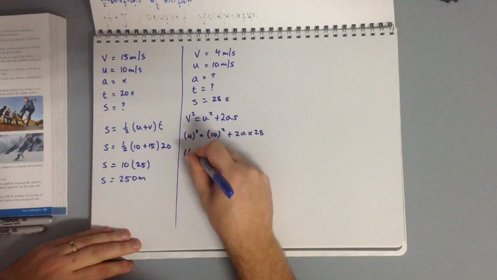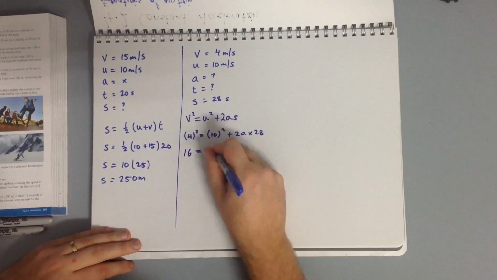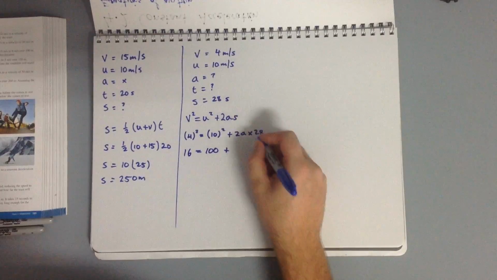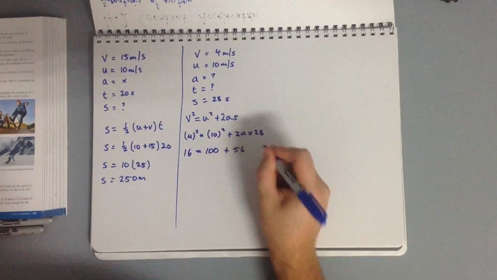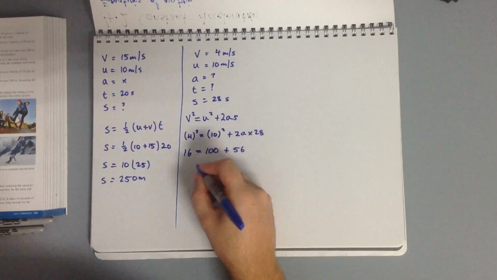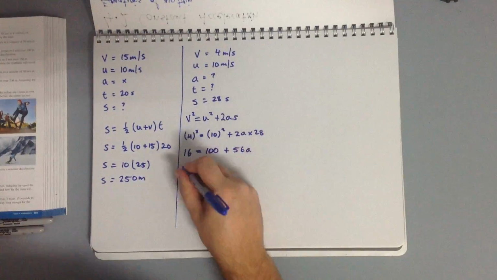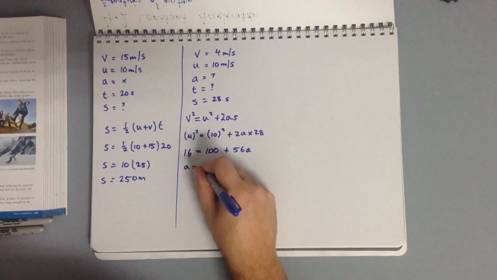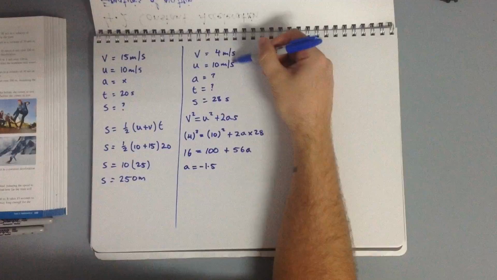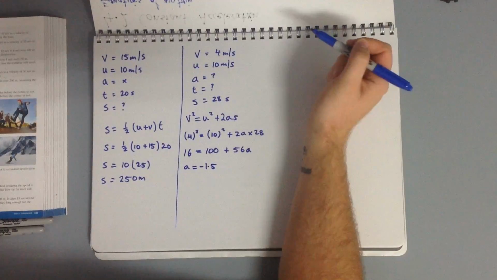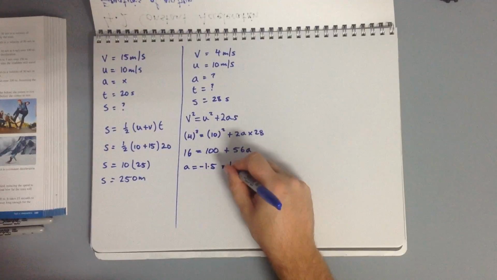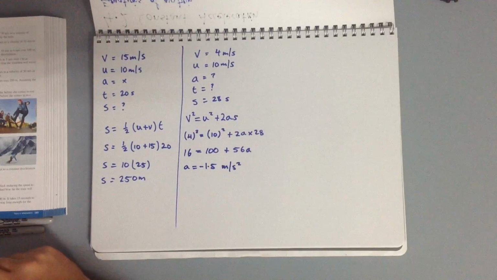And so we've got 16 equals 100 plus 56A. When we rearrange that, we get A equals minus 1.5. Now we expect minus because we started at 10 and went to 4, so we'd expect that our acceleration is going to be negative. That's metres per second squared.